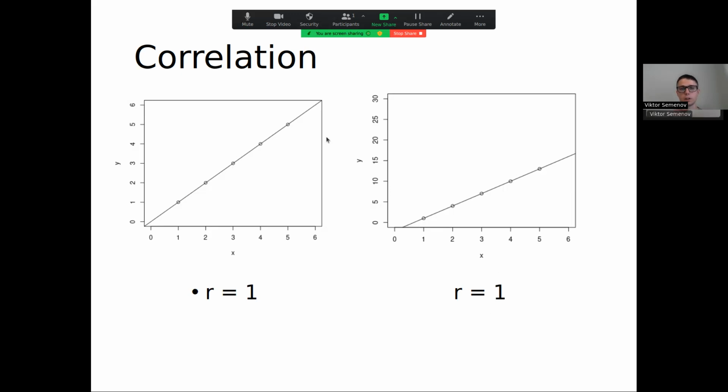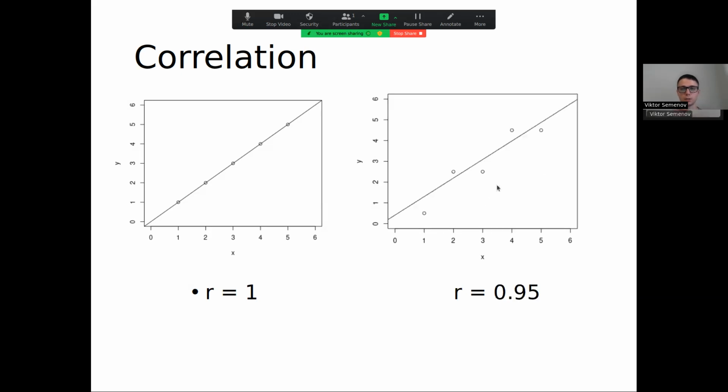So what matters is the distance between the points and the straight line which describes the trend of the data. The closeness of the points to the straight line defines the strength of the relation, but not the slope. The slope might be very minimal and still R will be equal to 1 because the points would be close to or on the straight line. So not the slope, but the distance from the points to the trend line defines the correlation coefficient. For example, here you can see that if the points are a bit farther from the straight line, the correlation coefficient becomes a bit smaller, in this case 0.95.